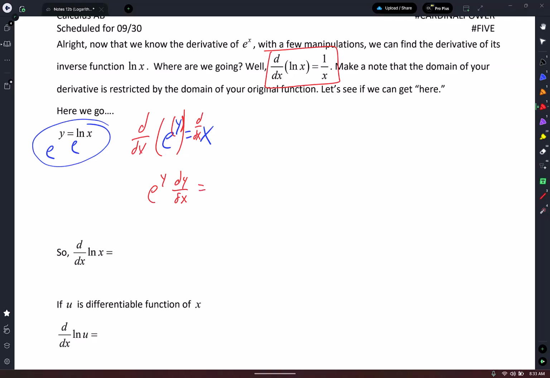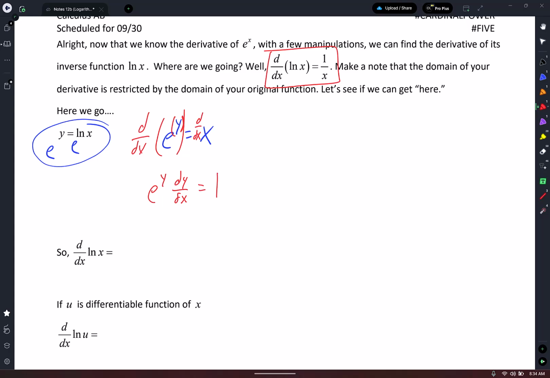Equals, what's the derivative of x with respect to x? 1. Right? The derivative of x with respect to x is 1. The slope of, if I were to say y equals x, the slope of x is 1. Okay. I wasn't sure if you got that in there. Does everyone got that? Okay.